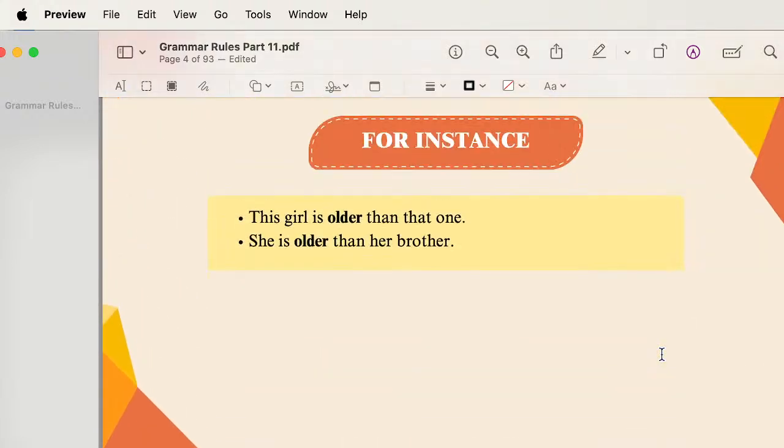Now, when we are making a comparison here, remember one thing, that these people do not belong to the same family. They are actually talking about a girl who belongs to a different lineage, a different family. Similarly, she is older than her brother. Her brother could be anyone's brother, not necessarily the brother of the same girl we are talking about. Right? So remember that whenever there's one family involved, in that case we prefer using elder. Elder is the right word to use in such cases.